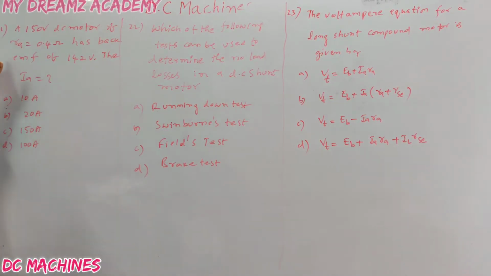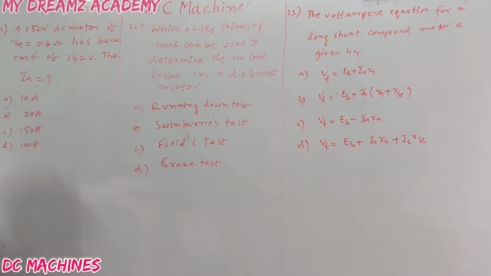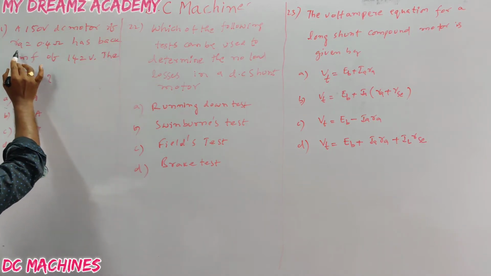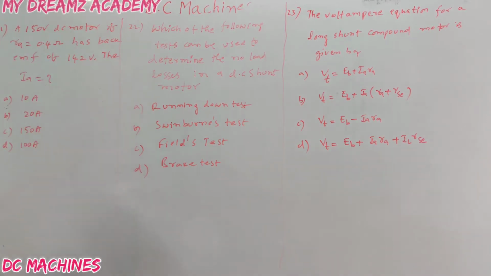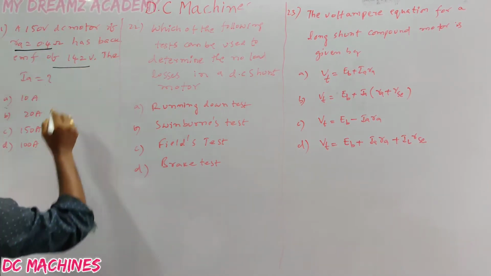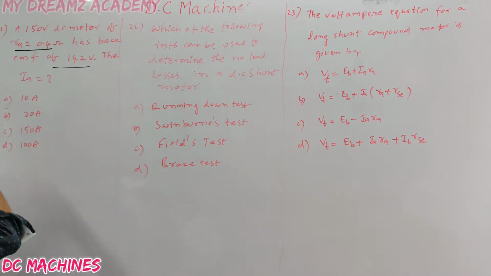We'll see the next question. These are all expected questions only. 21st question. A 150 volt DC motor of armature resistance 0.4 ohms has back EMF of 142 volts. What is the armature current?